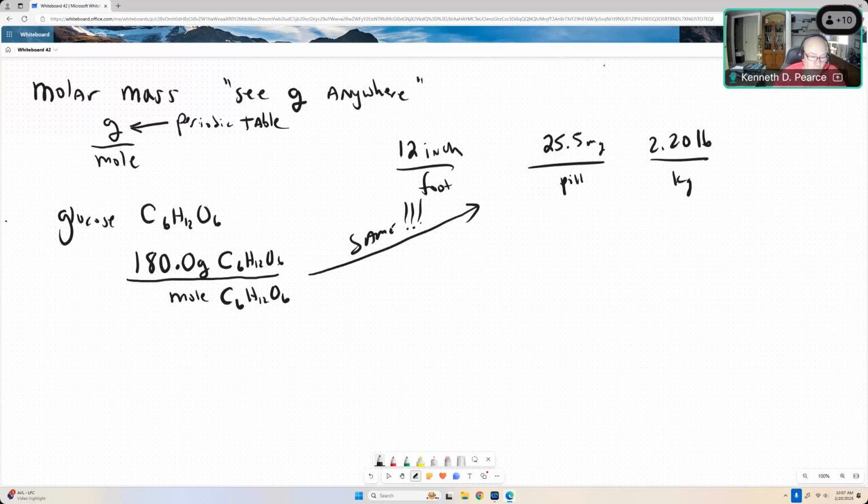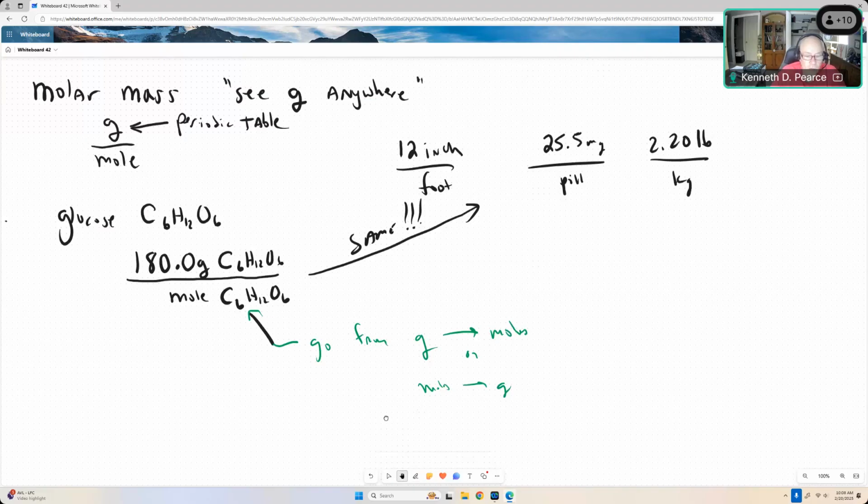So what does this allow you to do? This allows you to go from grams to moles, or from moles to grams. Just like we had 12 inches to a foot, we can go from feet to inches, or from inches to feet. If we've got milligrams per pill, we can go from pills to milligrams and milligrams to pills. It's the same thing. Okay, so how can we use this?